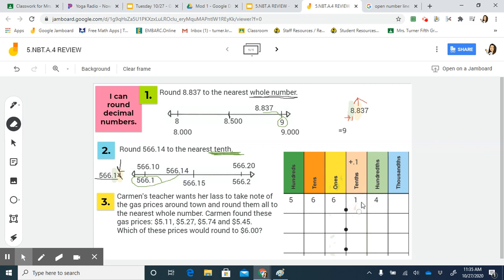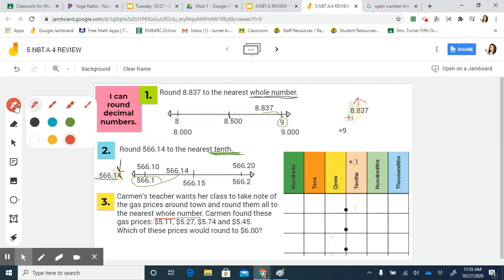And it wants to know if Carmen's teacher wants her class, it says class, it should say class, doesn't make any sense, wants her class to take note of the gas prices around town and round them all to the nearest whole number. So remember, like in the other two, I made sure to underline where I'm rounding to. I need to do that every single time. Where am I rounding to? In this case, the whole number.